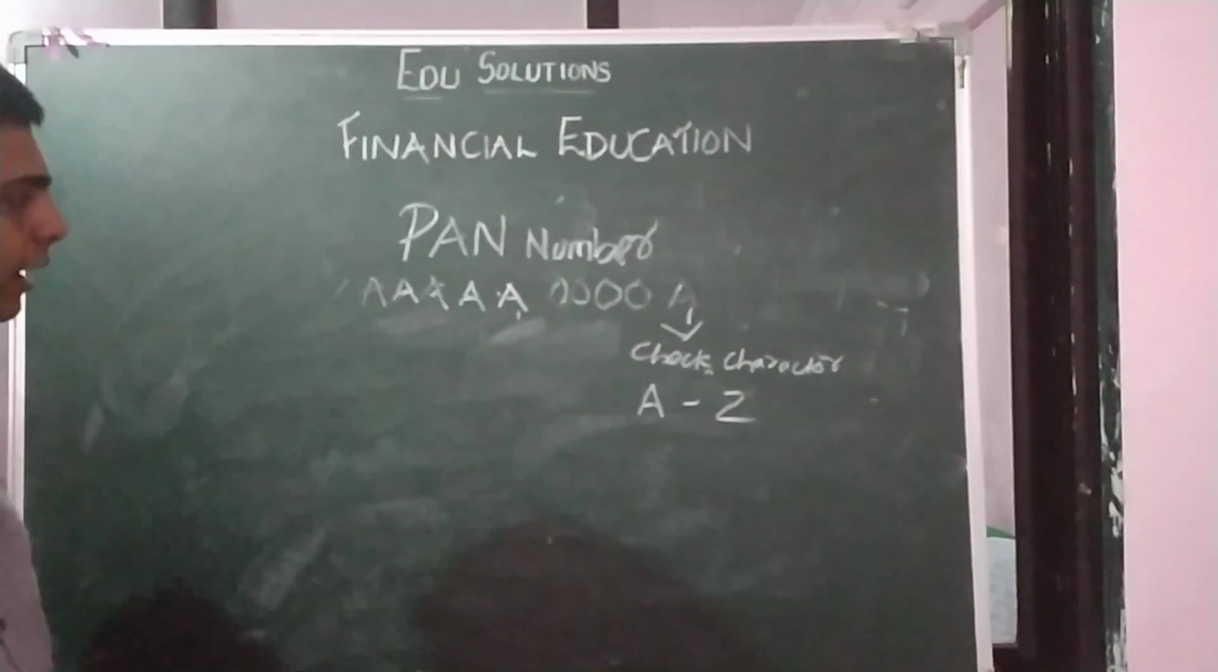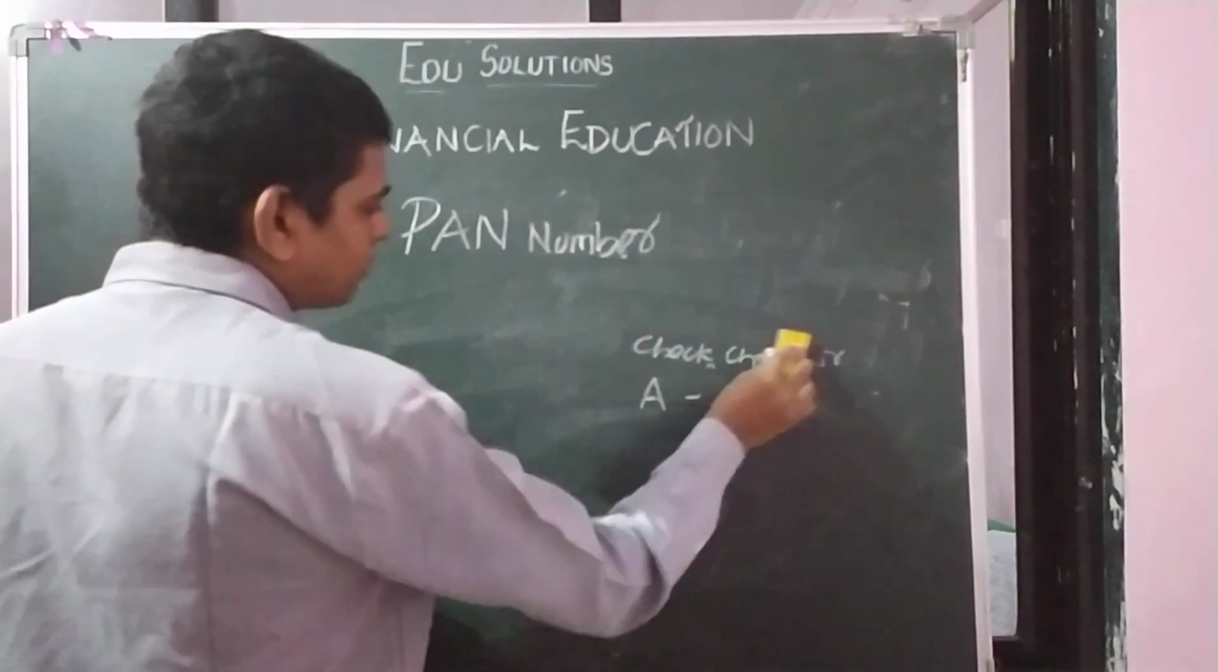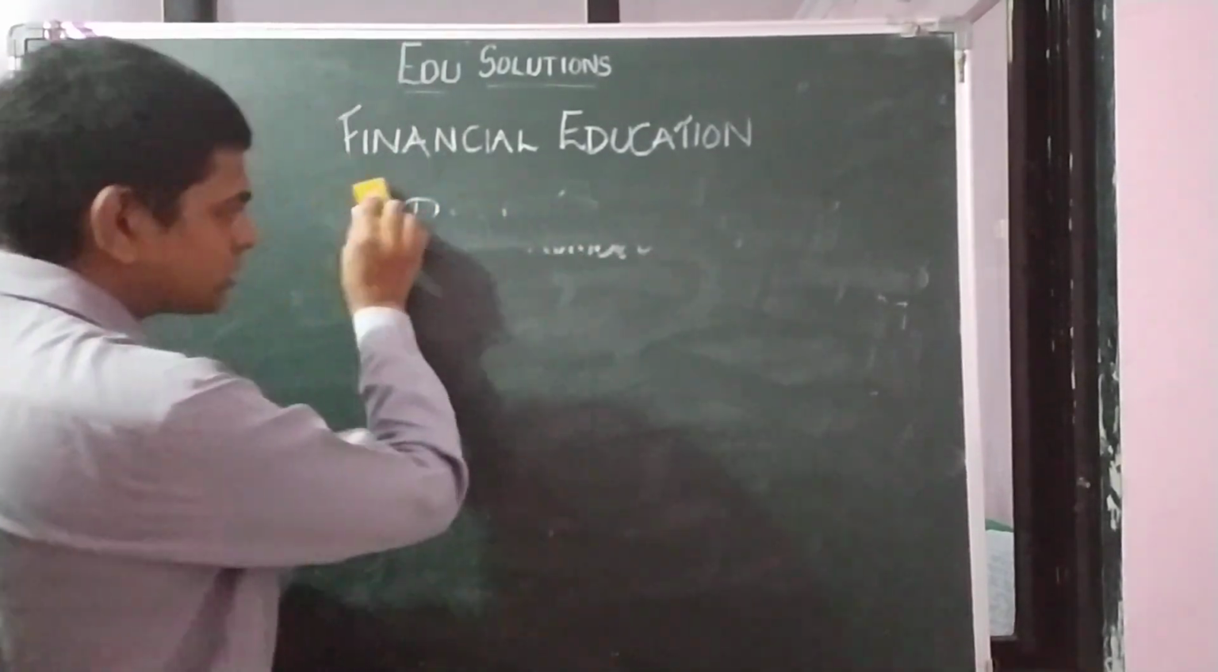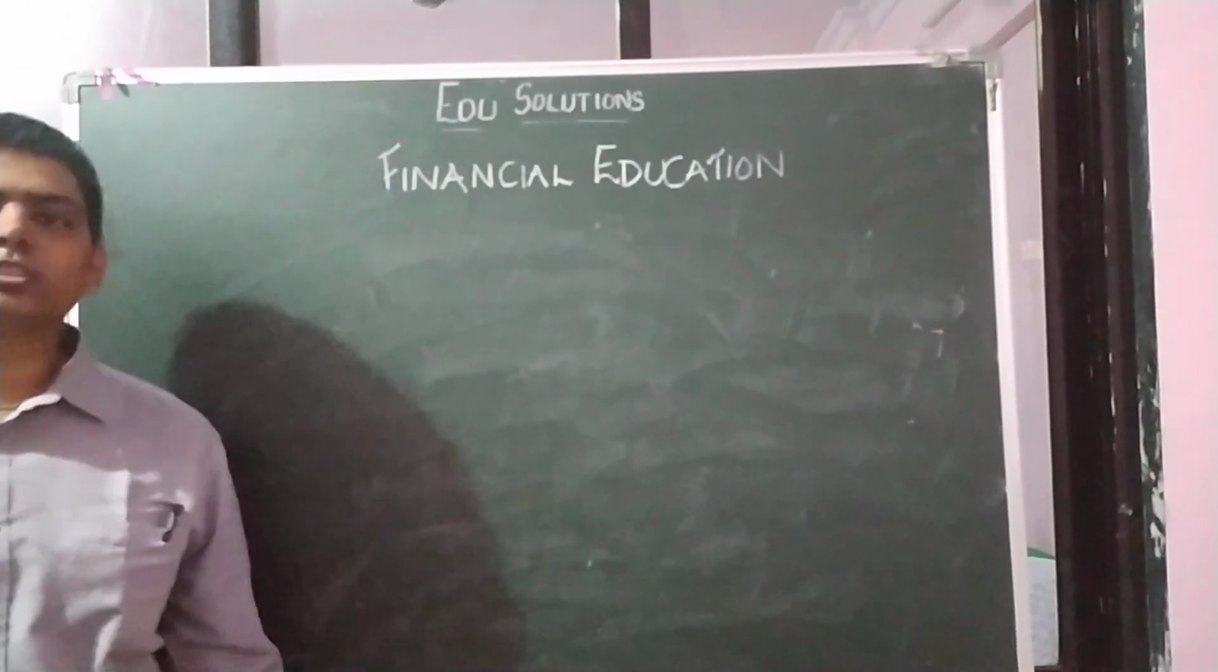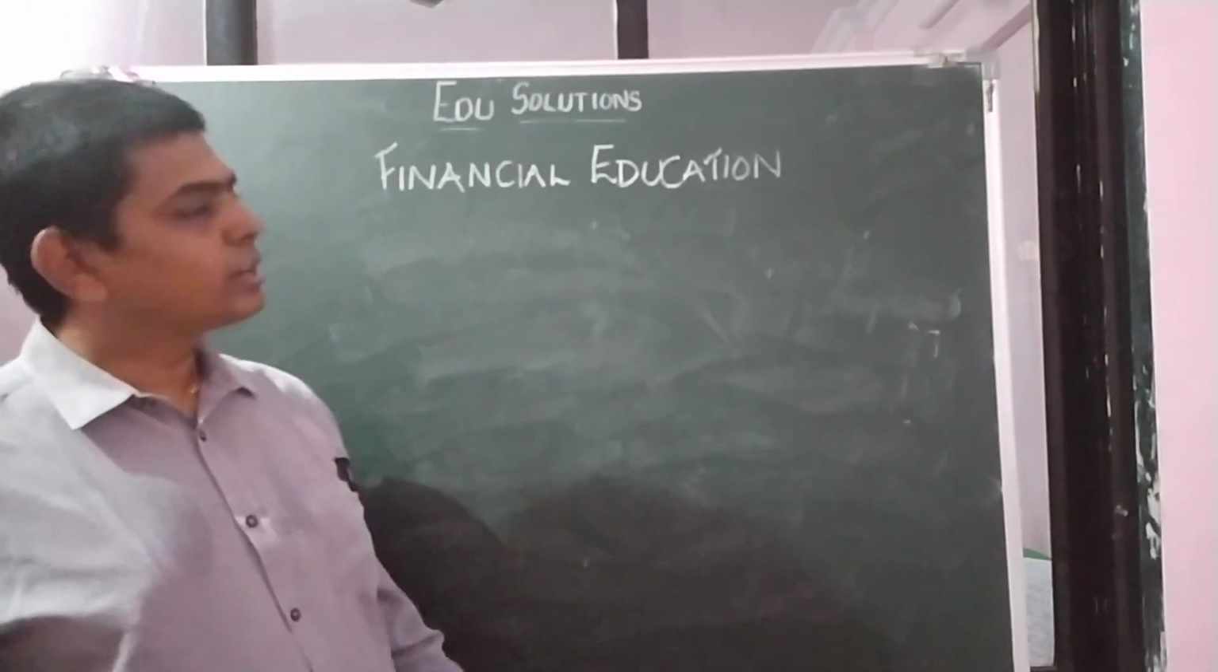So I think I have revealed both numbers, and there may be a lot of doubts about what is an association of persons, what is a GST number, what is a PAN number. Let's discuss in the next video of this financial education.